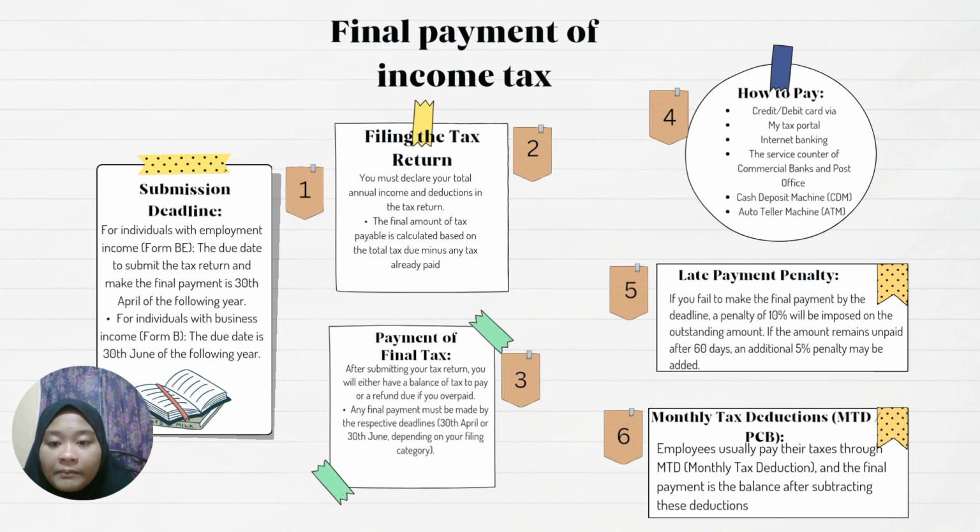Tax payment can be made using credit card or debit card or online banking or other methods. The fifth one is late payment penalty. If you fail to make your payment by the deadline, a penalty of 10% is imposed, and if the amount remains unpaid after 60 days, a further 5% penalty may be added.